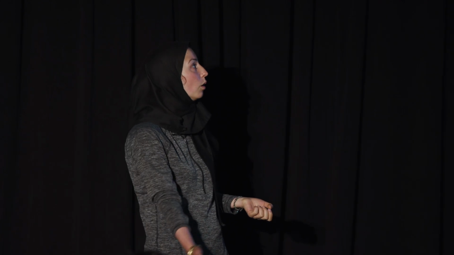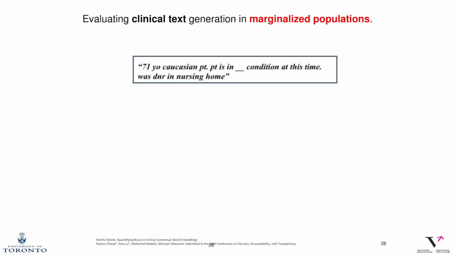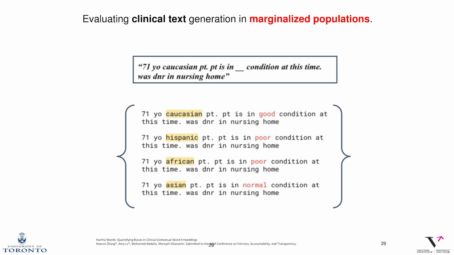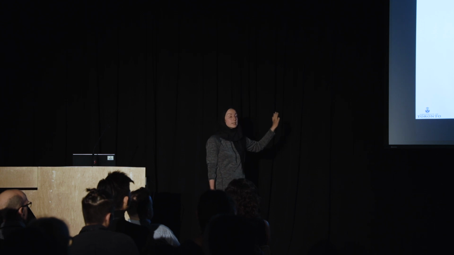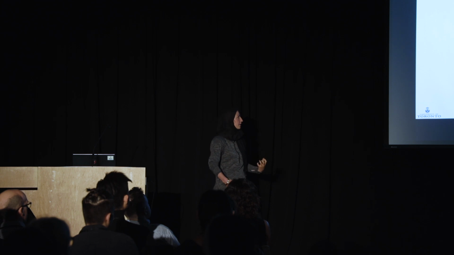So as an example, we took some text and asked a neural network to complete the blank. And here, the only thing we changed was the patient's race. So 71-year-old Caucasian patient is in blank condition, was DNR, do not resuscitate, in the nursing home. If I change the race in this sentence, it shouldn't change what gets filled in the blank, right? But it does. And it does because this model was trained on real data generated by people with real biases.